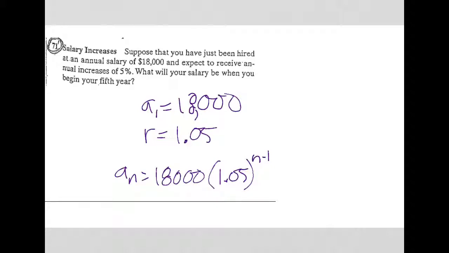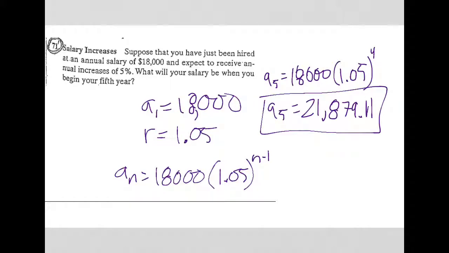All we need to do is plug in 5 to get the salary on the 5th year. So A sub 5 will equal 18,000 times 1.05 to the 5 minus 1, which is 4. And our term value then, our salary on the 5th year, is $21,879.11.